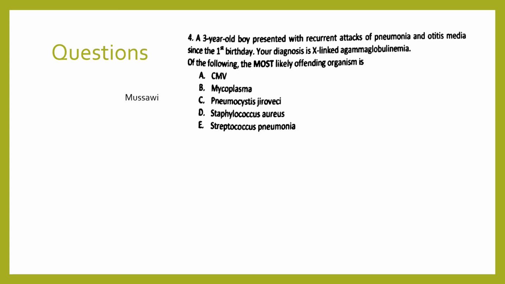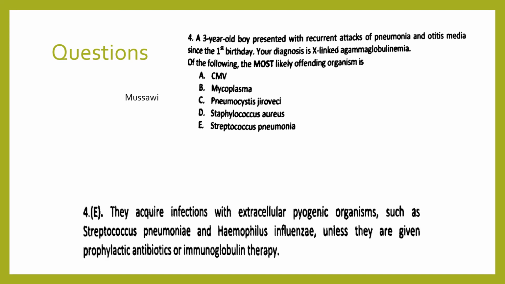Next, a 3-year-old boy presented with recurrent attacks of pneumonia and otitis media since first birthday. Your diagnosis is X-linked agammaglobulinemia. Of the following, the most likely offending organism is E, Streptococcus pneumoniae. They acquire infections with extracellular pyogenic organisms such as Streptococcus pneumoniae and Haemophilus influenzae, unless they are given prophylactic antibiotics or immunoglobulin therapy.